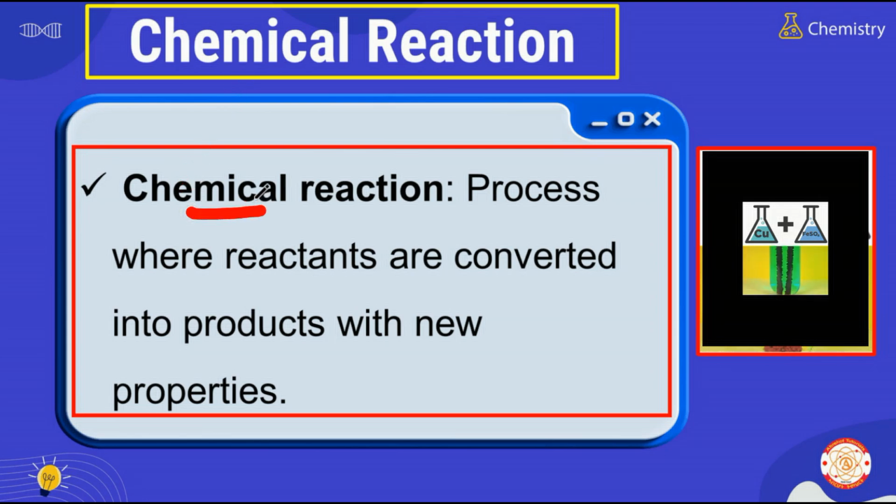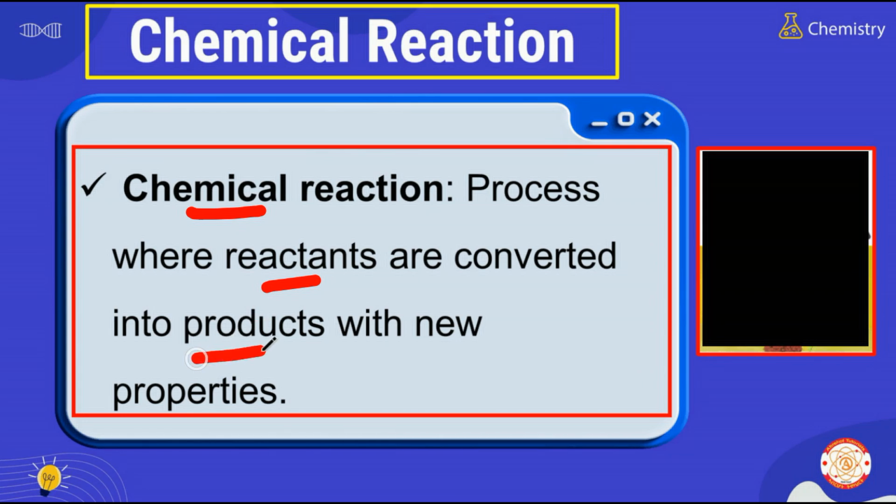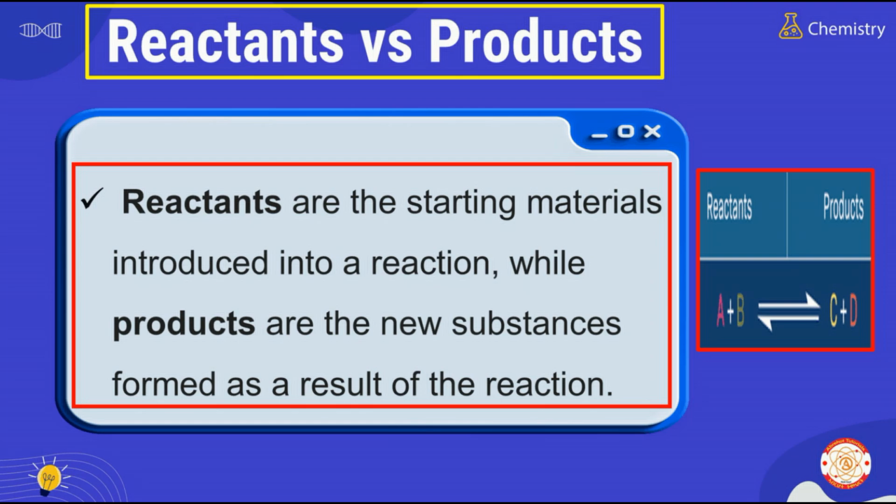So a chemical reaction is a process where reactants are converted into what? Products with new properties. So what are reactants and products? So reactants are the starting material introduced into a reaction, while products are the new substance formed as a result of a reaction.